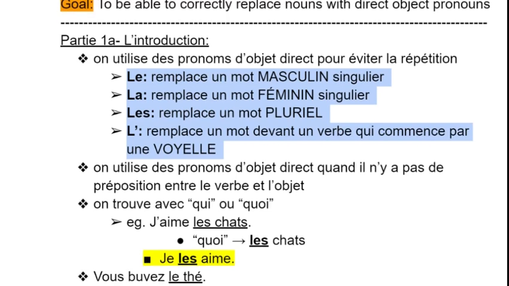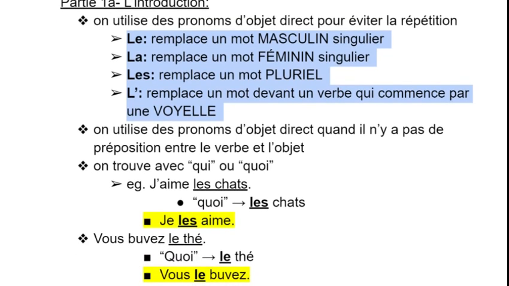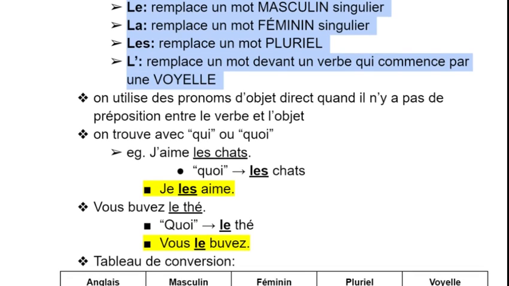We use direct object pronouns when there isn't a preposition, such as à, de la, du, and stuff like that, between the verb and the object. And the questions we ask ourselves when we are replacing nouns with direct object pronouns are who and what.